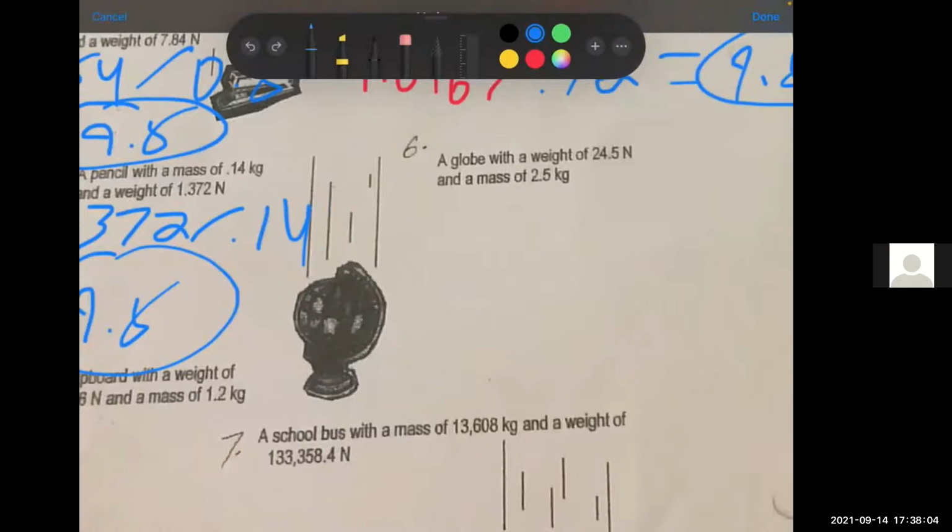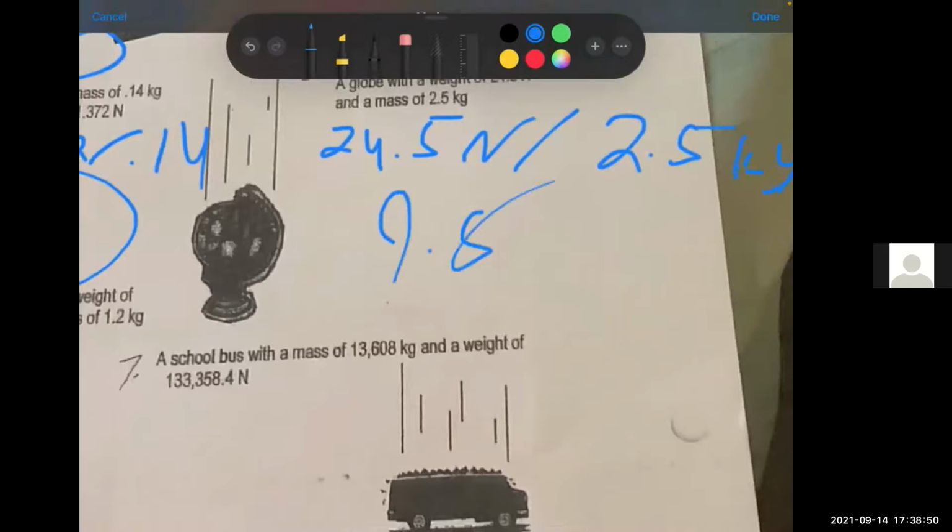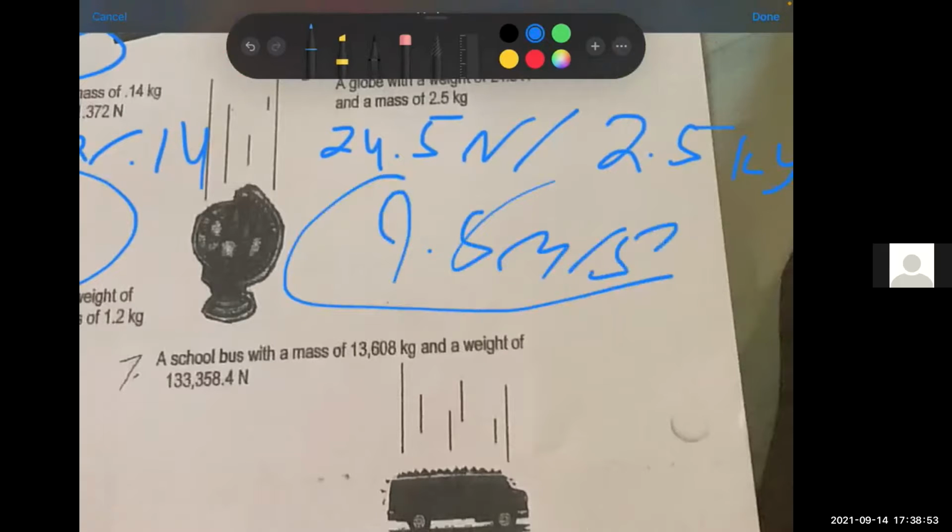A glove with a weight of 24.5 newtons and a mass of 2.5 kilograms. 24.5 divided by 2.5 should go 9.8, and you're going to put meters per second squared.